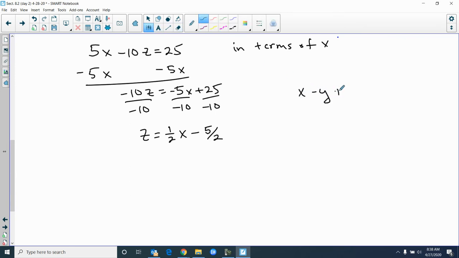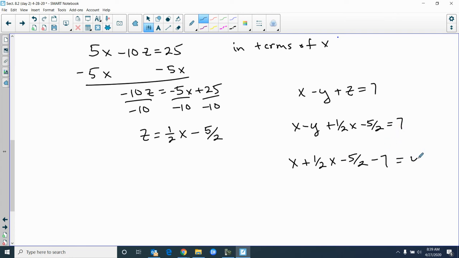X minus y plus z equals 7. And you're going to have to plug in this for z. So x minus y plus 1/2 x minus 5/2 equals 7. Well, we want to get in terms of x. I want to isolate y again. I'm going to move this y, and I'm going to move this 7 over. So I'm going to have x plus 1/2 x minus 5/2 subtract 7 equals y.